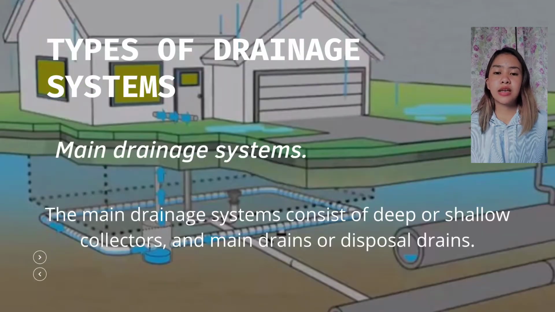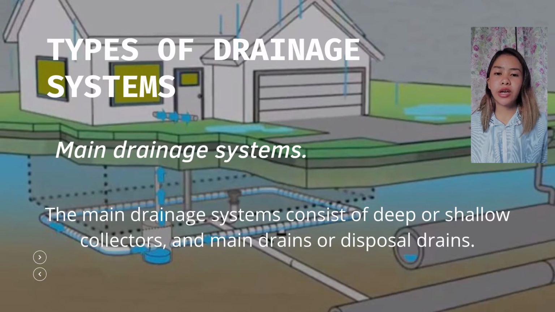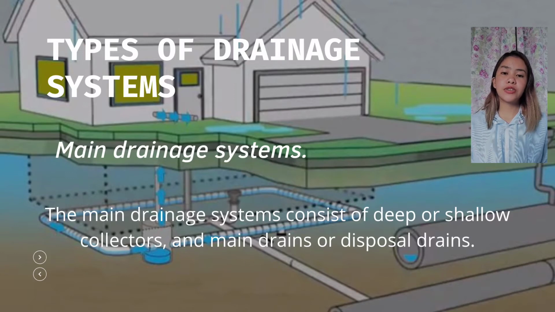The next type is the main drainage system. The main drainage systems consist of deep or shallow collectors and main disposal drains. Deep collector drains are required for subsurface field drainage systems, while shallow collector drains are used for surface field drainage systems, but they can also be used for pumped subsurface systems.